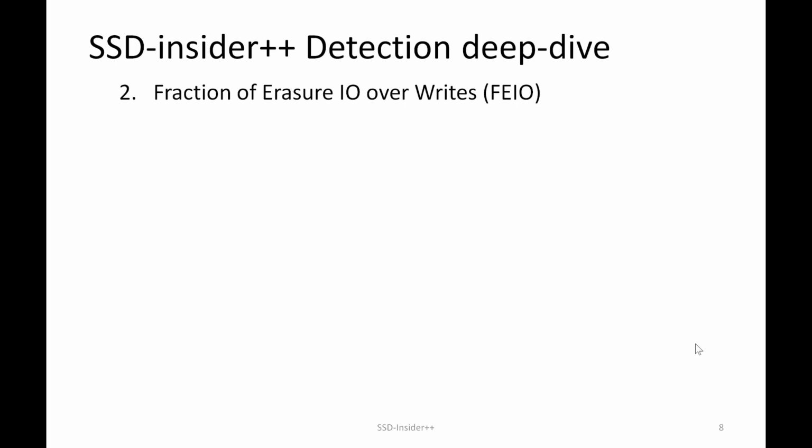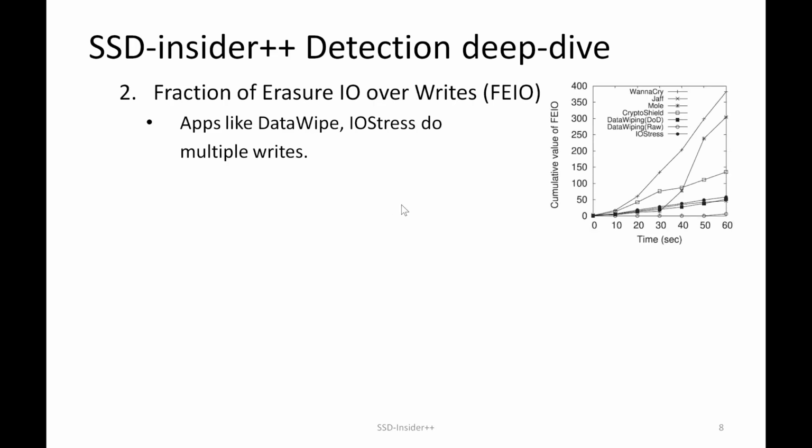So to further classify, they have proposed another feature, which is the fraction of erasure IO operations over the overall write operations. The observation the authors make is that for applications like data wipe, IO stress, etc., there are multiple writes before any erase operation. So this particular fraction would be very, very low for such normal applications, right? Accordingly, they made a few observations.